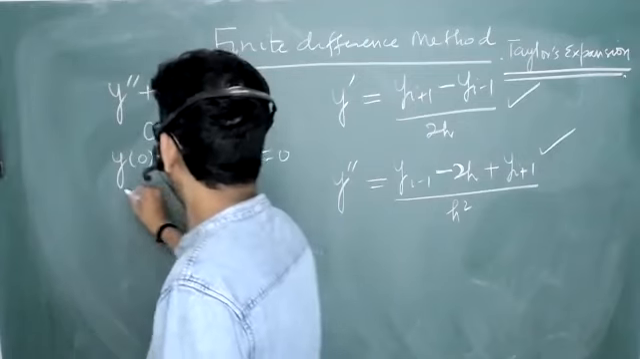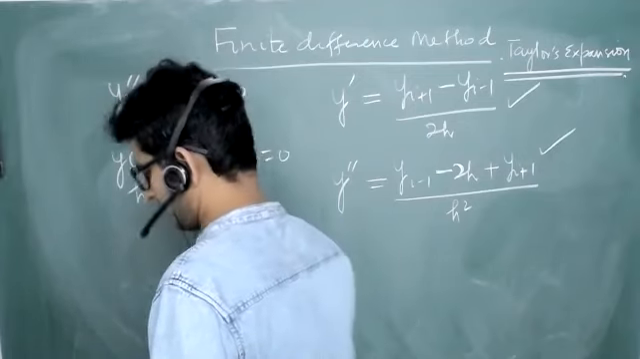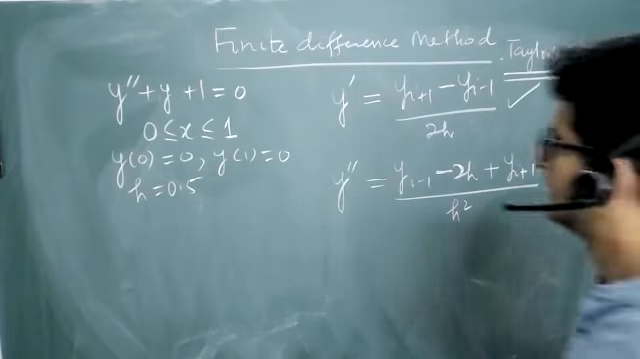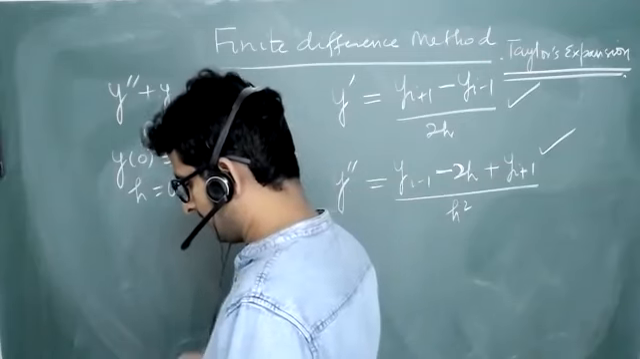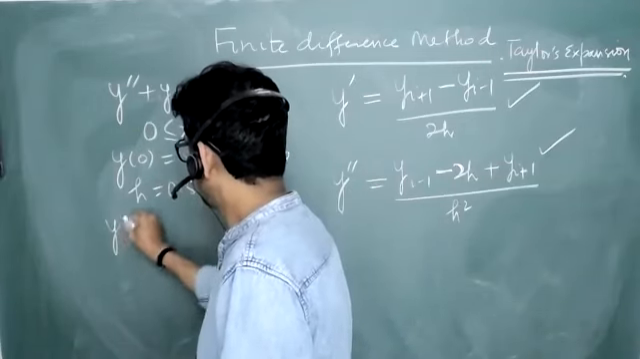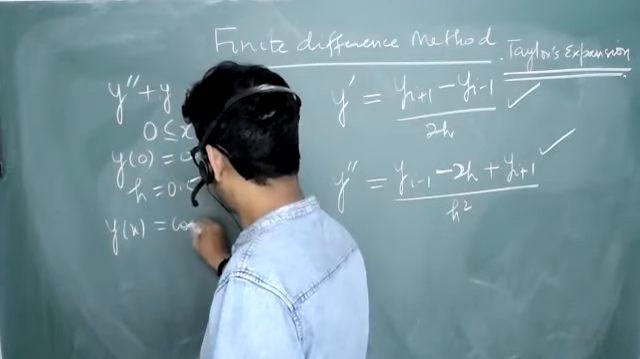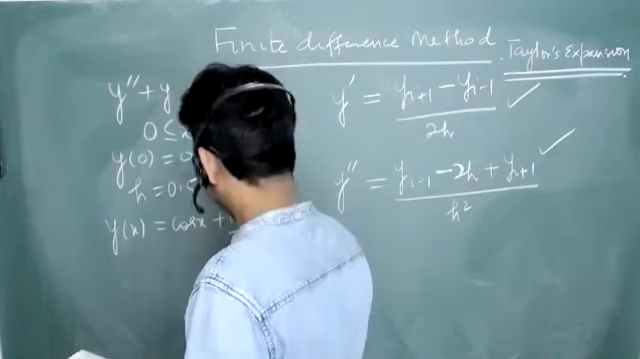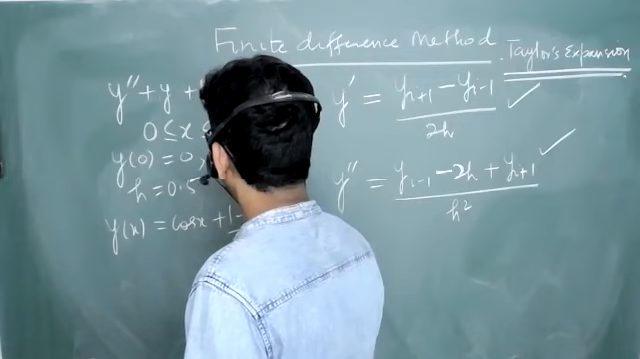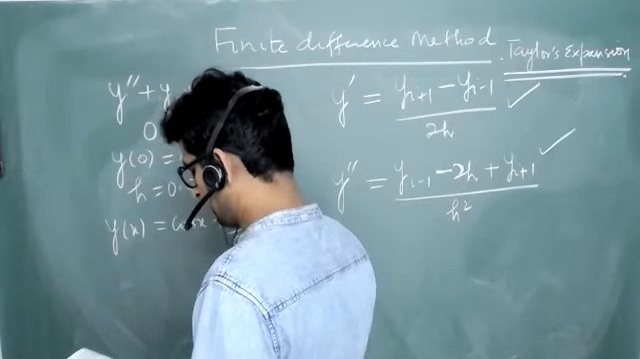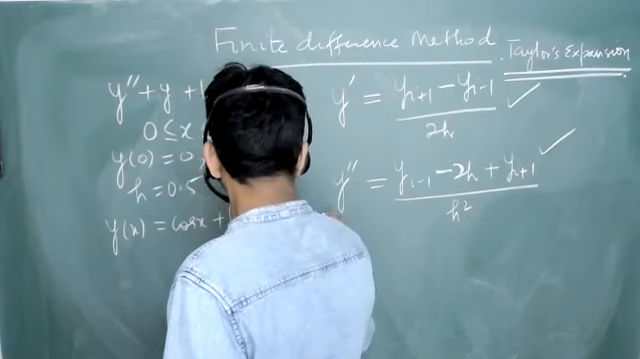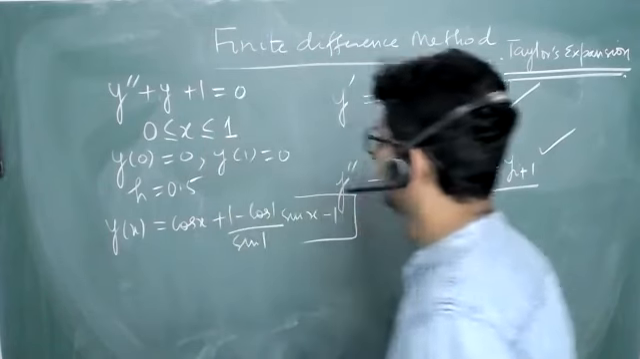Okay, and the value of h is 0.5. This is a very tough differential equation to solve. The exact solution of this differential equation was given by Bickley in 1968. And the solution is like this: y(x) is equal to cos x plus (1 minus cos 1) over sin 1, in this bounded region, into sin x, minus 1. This is the solution given to this equation.